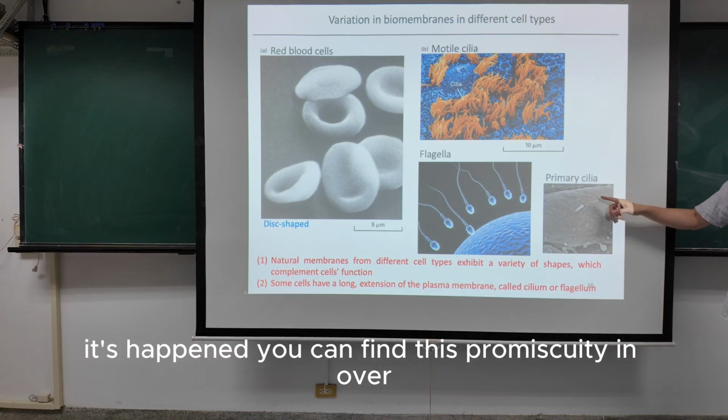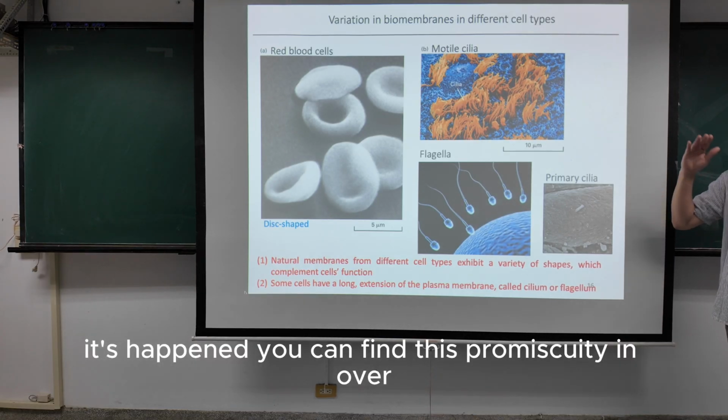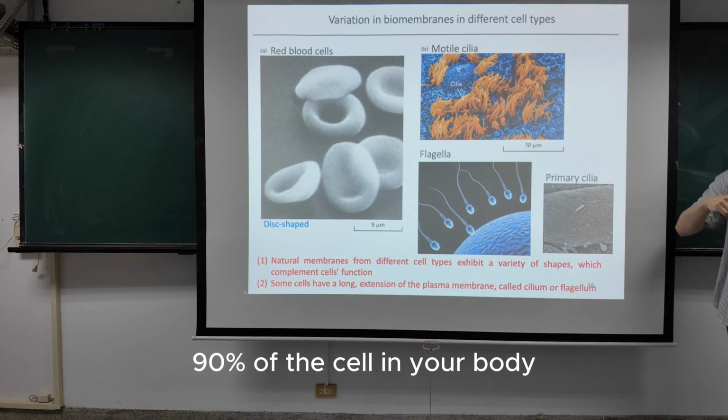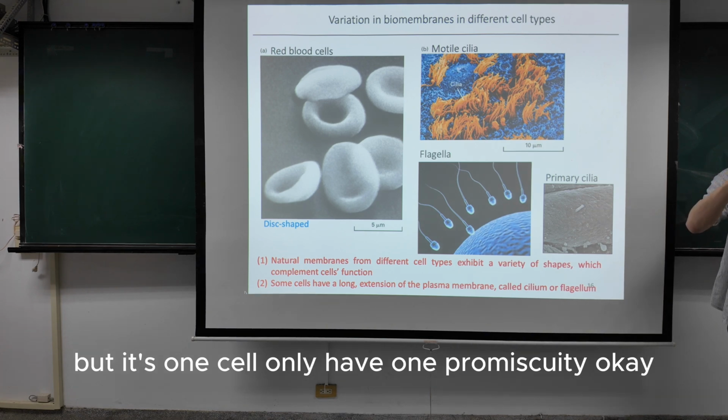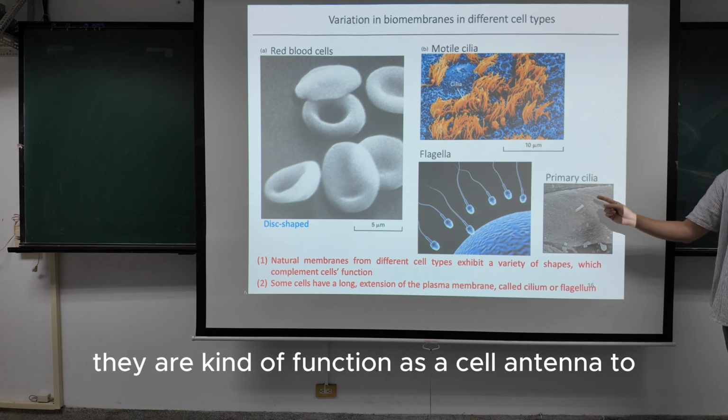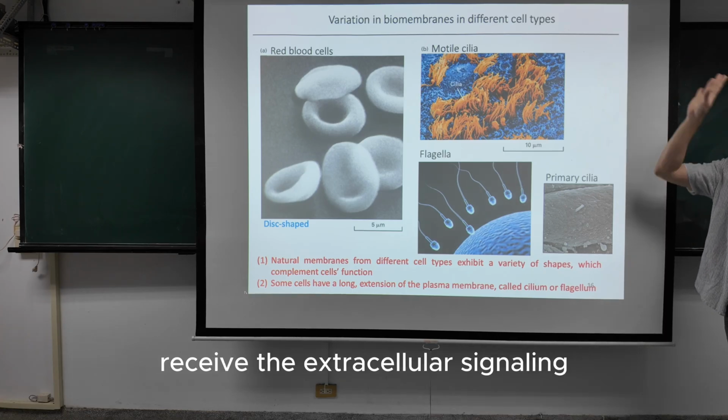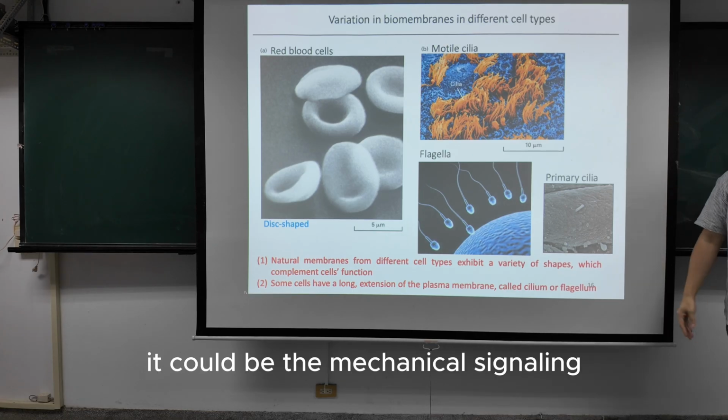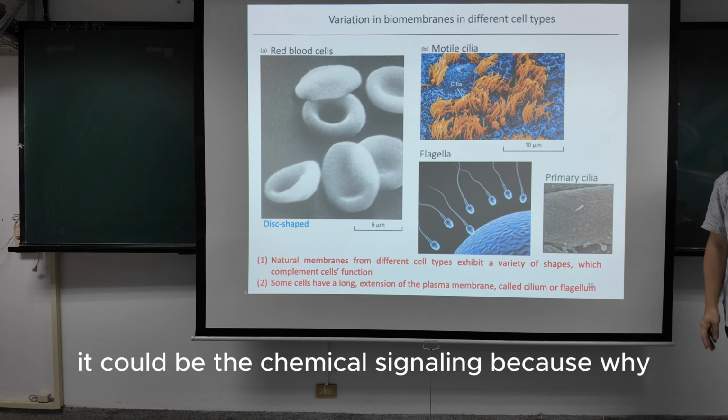You can find this primary cilium in over 90% of the cells in your body, but one cell only has one primary cilium. They function as a cell antenna to receive extracellular signaling. It could be mechanical signaling, it could be chemical signaling.